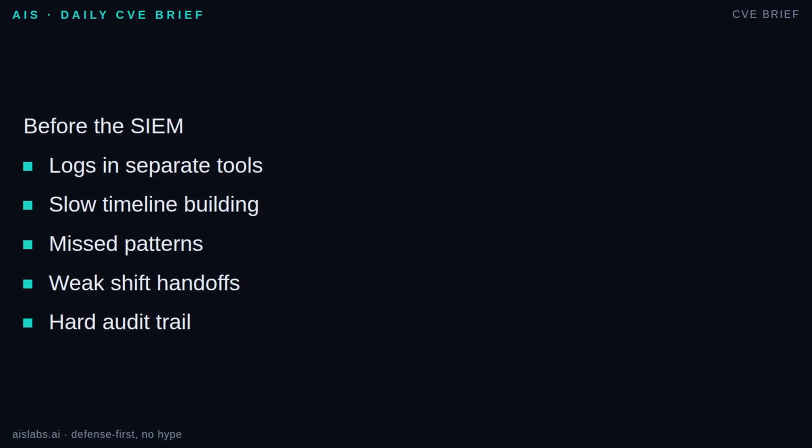One analyst checks identity logs in one console, another checks firewall events somewhere else. Endpoint alerts sit in a third place. Nobody sees the full story quickly. A failed login looks harmless until it is matched with a new device, a risky location, and access to sensitive data 10 minutes later. Without a SIEM, timelines are built by screenshots and guesswork.